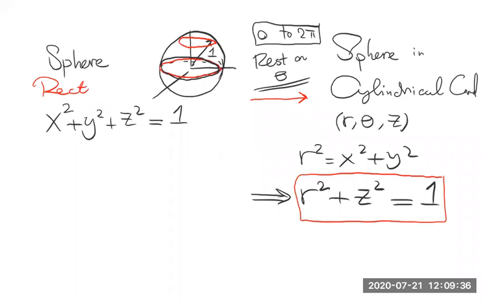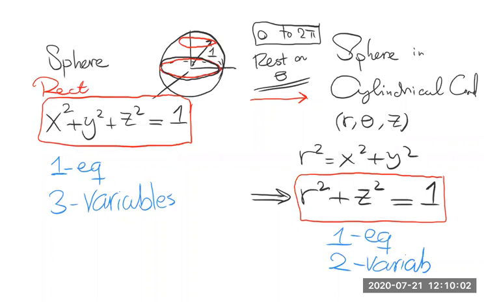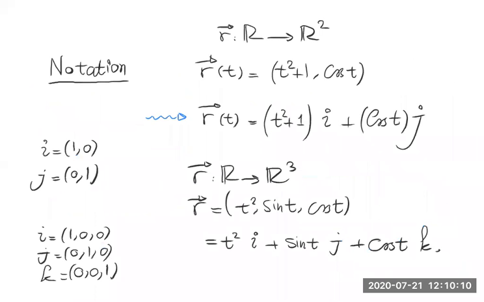Which one is simpler again? The equation in rectangular coordinates or the equation in cylindrical coordinates? Well, the equation in cylindrical coordinates, yes, because here we have one equation, three variables. Here we have one equation, two variables. Fewer variables, so it's better. Any question here? If not, let's look at another case.